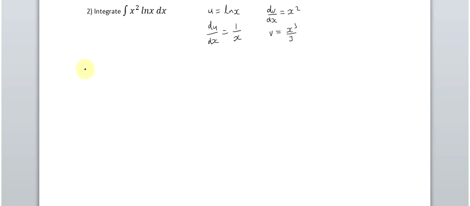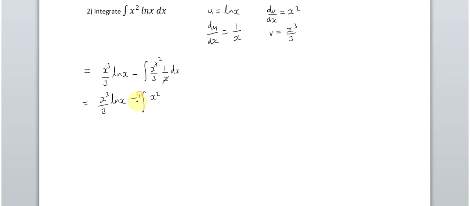And then we can substitute into the parts formula. So it starts off with uv. So that's these two multiplied. So x cubed over 3, and then ln x. Okay, minus the integral of v du. So this is a bit more complicated than normal. There's our v, and our du is 1 over x with respect to x, that is going to cancel with that, leaving us x squared. So just tidying that up, x cubed over 3 ln x minus the integral of x squared over 3.